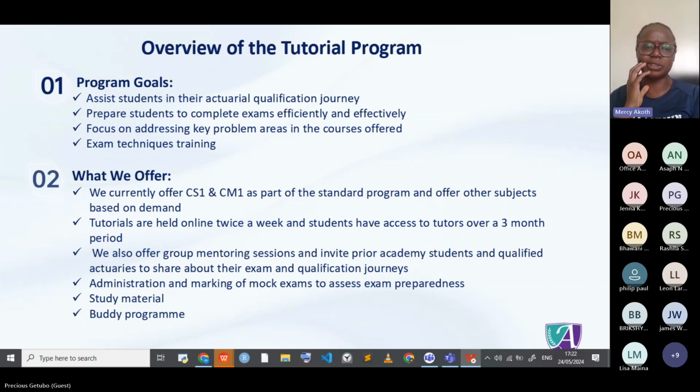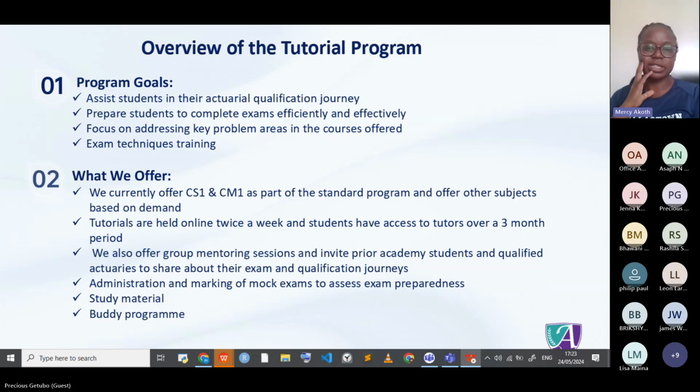The other thing we introduced during the April sessions was a group mentoring session where we invited qualified actuaries. We also invited Jenna to speak through their qualification experience, which was super important, because you get to hear from people who've gone ahead of you. You get to see that this thing is actually doable, and you hear different qualification journeys, because I always believe that as long as you have that goal to qualify as an actuary, you'll have your unique journey, but at the end of the day we'll all qualify as actuaries. So you'll get different perspectives and pick one or two things from people who've gone ahead of you.